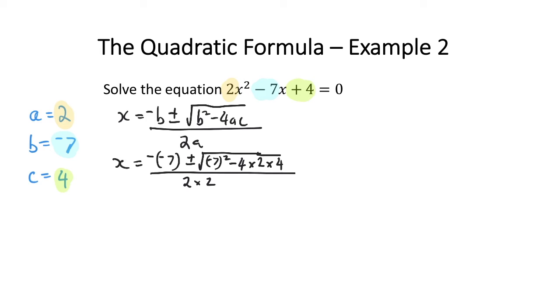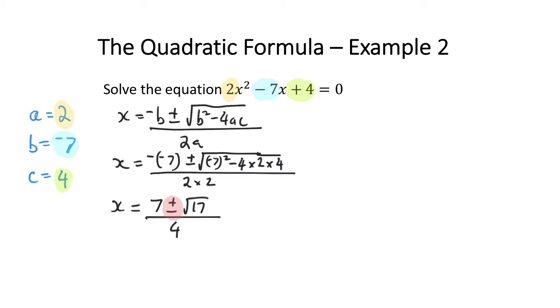Going ahead and simplifying some of that equation, x is going to equal negative negative 7, which becomes a positive 7. So positive 7 plus or minus, then using a calculator, the square root of negative 7 squared minus 4 times 2 times 4 is equal to 17. So it becomes plus or minus the square root of 17, and then divided by 2 times 2, which is 4. So x is going to equal 7 plus or minus the square root of 17 divided by 4. My next step now is to split that into two separate equations.